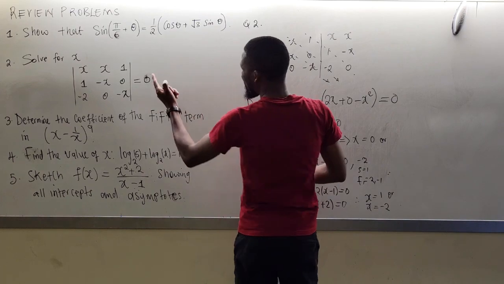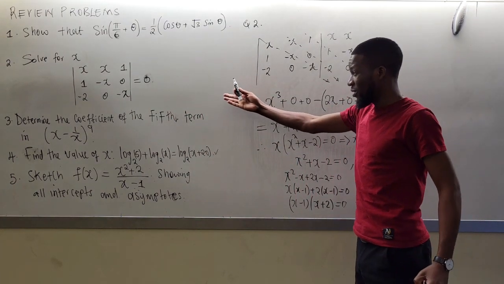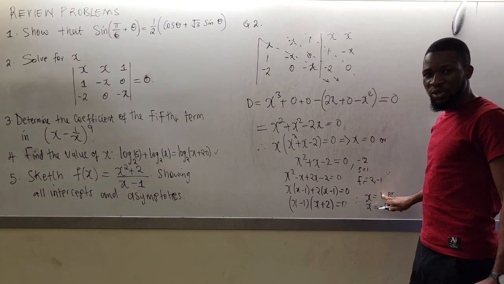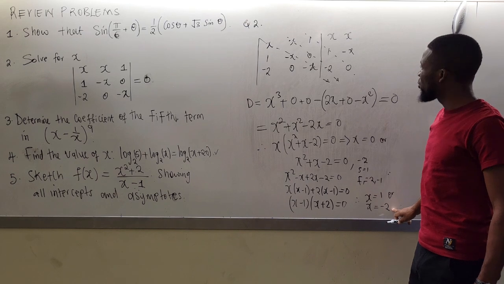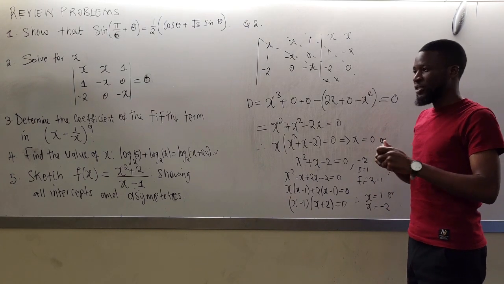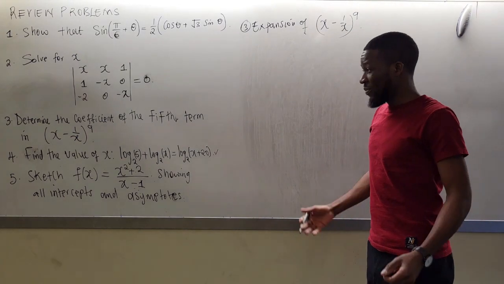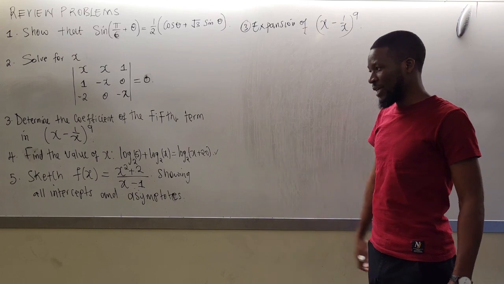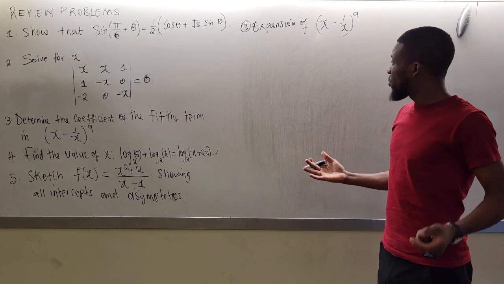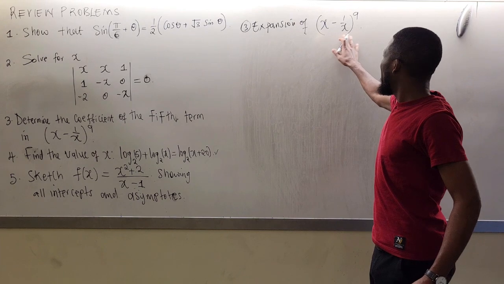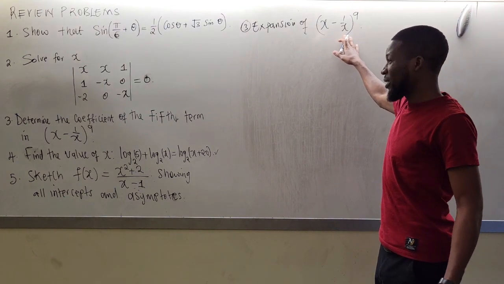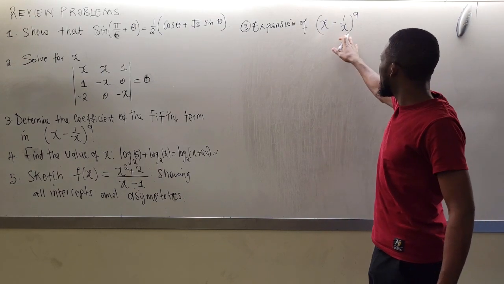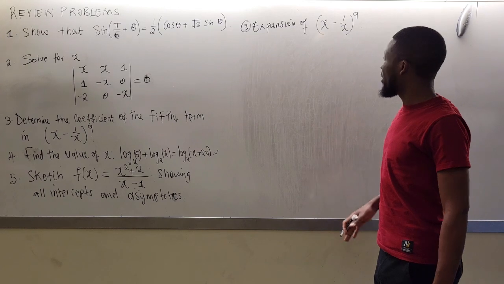So for this determinant of the matrix to be equal to 0, you need x to be 0, x to be equal to 1, or x as negative 2. Take a snapshot and we are going to continue. Now I can look at question number 3, where we are looking for the coefficient of the fifth term in the expansion of that. So you can be tempted, first of all, to expand this binomial expression. However, expanding it will be a bad idea because this is a very long expansion.